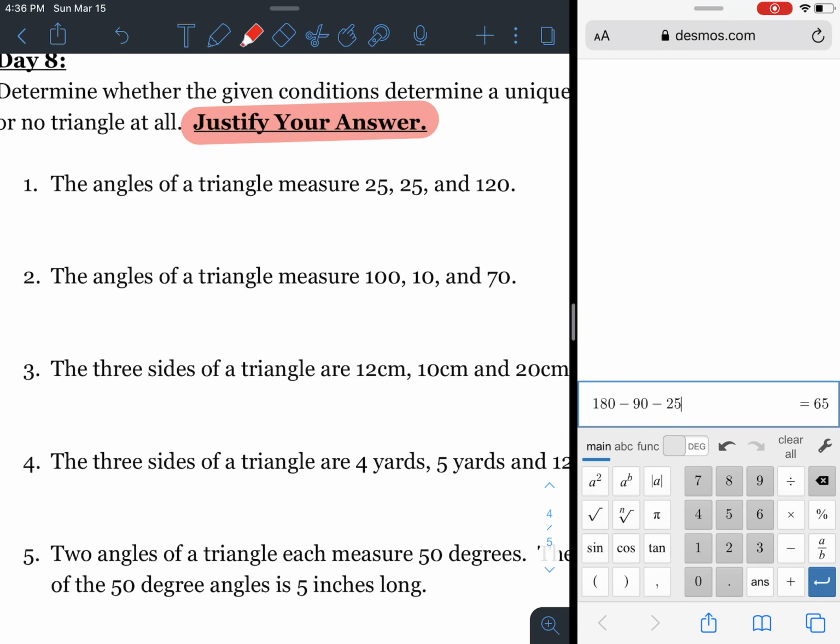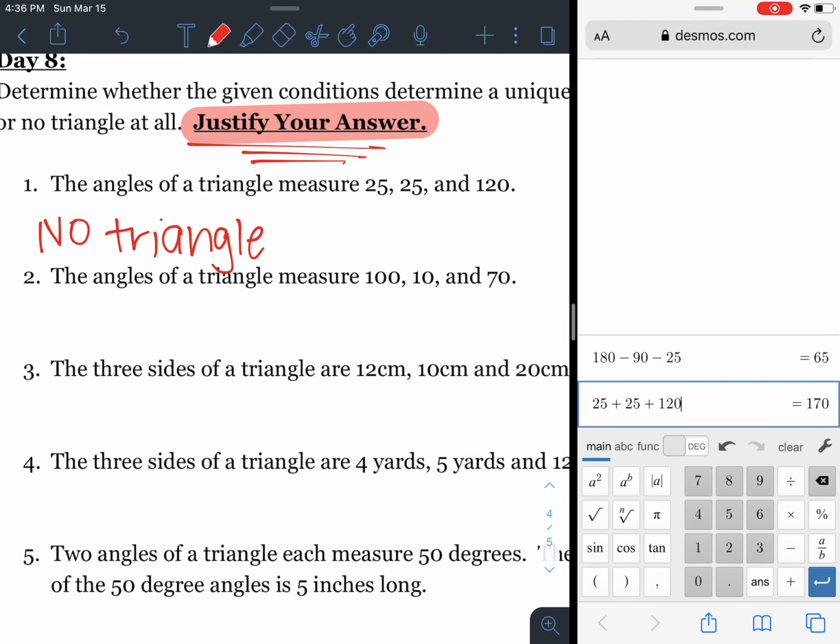So the first one, the angles are 25, 25, and 120. So that could be more than one triangle, but let's check. 25 plus 25 plus 120, that's only 170. So that's no triangle. When you justify your answer, it's no triangle because it doesn't equal 180 degrees.